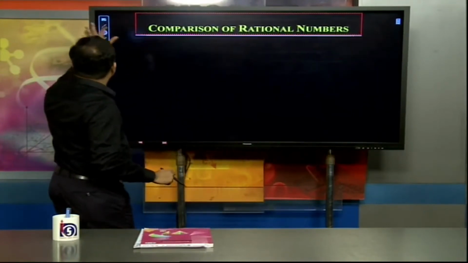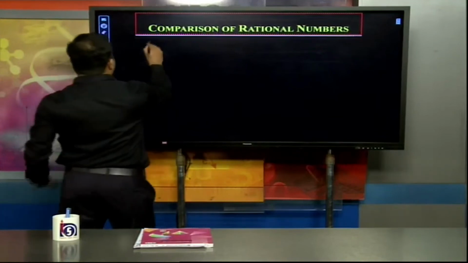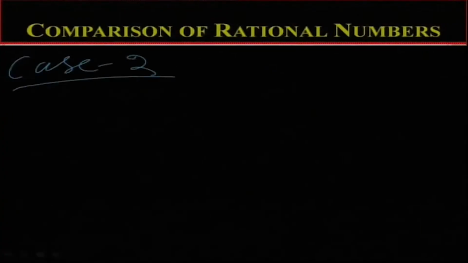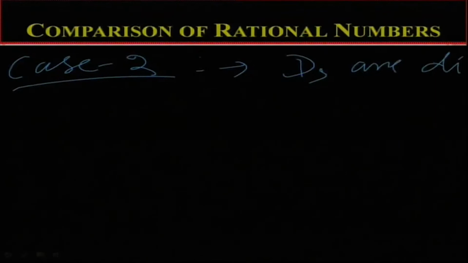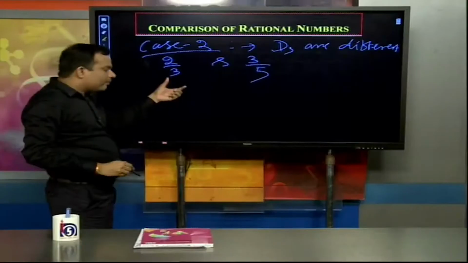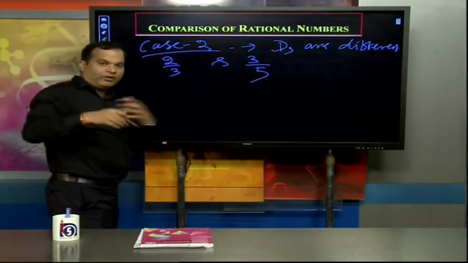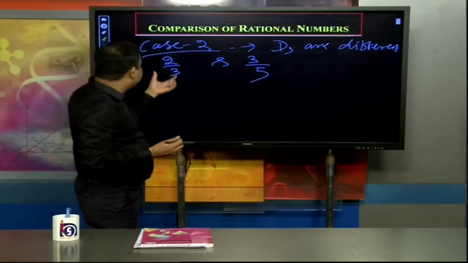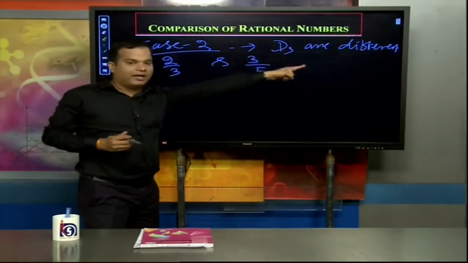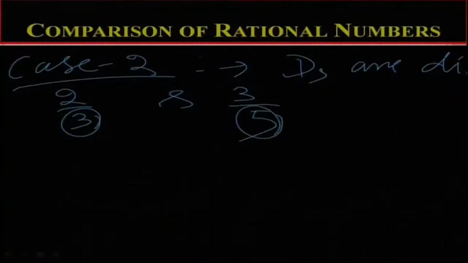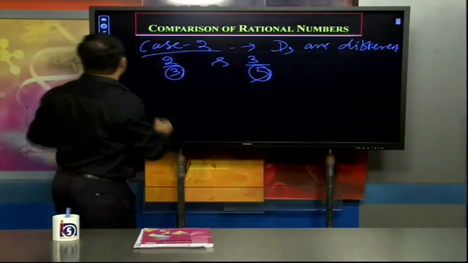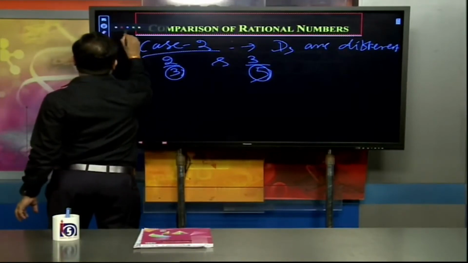Now, case 2 is if the denominators are different. For example, suppose we would like to compare 2 by 3 and 3 by 5. Which is more? Is 2 by 3 bigger or is 3 by 5 bigger? Here we are comparing two rational numbers, and in case 2 both the denominators are different, 3 and 5. So what will we do here? One thing is very important.